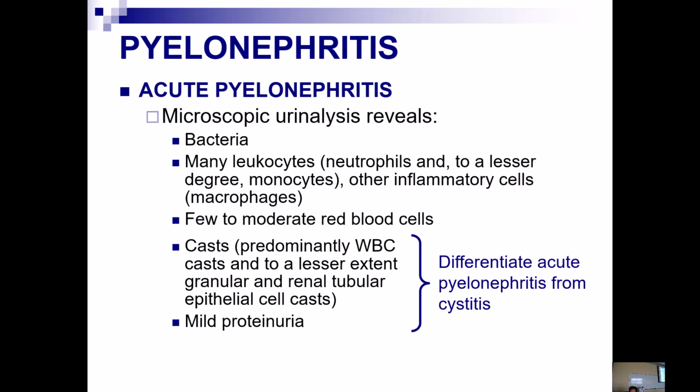With acute pyelonephritis, your microscopic urinalysis, you're going to have bacteria, many leukocytes, few to moderate red cells. To differentiate acute pyelonephritis from cystitis, you're going to see casts and proteinuria. When you see the casts and the proteinuria, that's what's really going to differentiate the two.